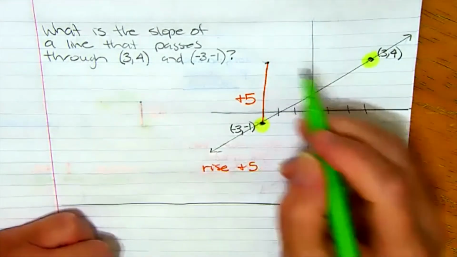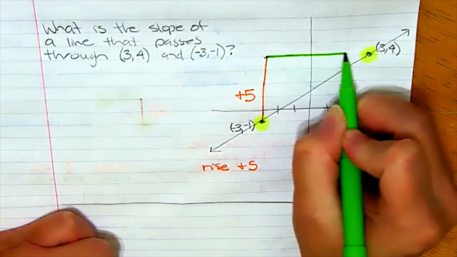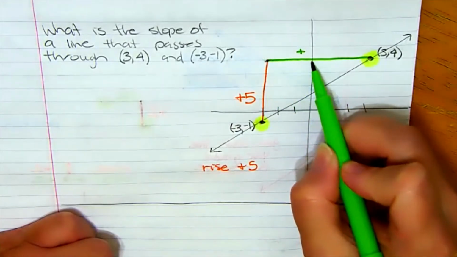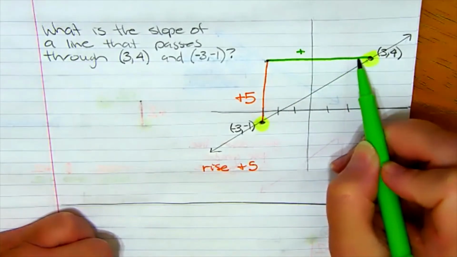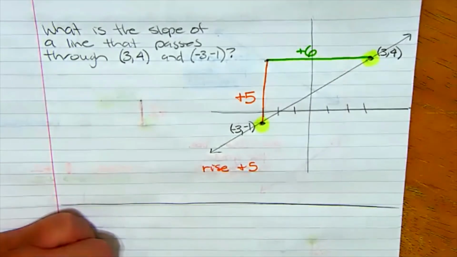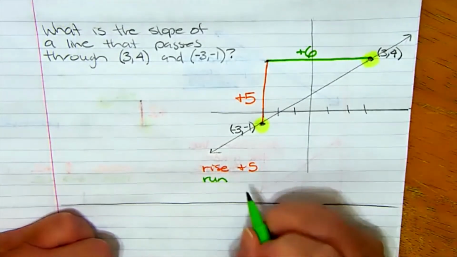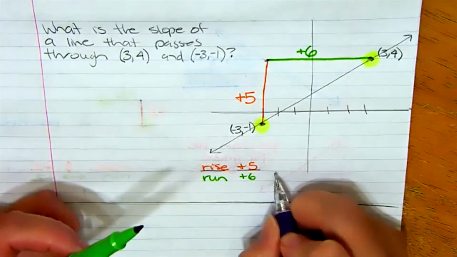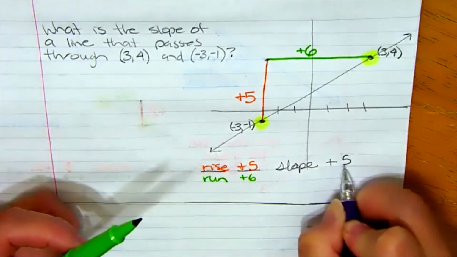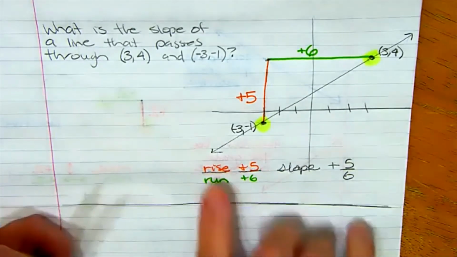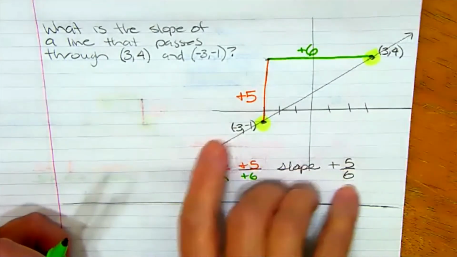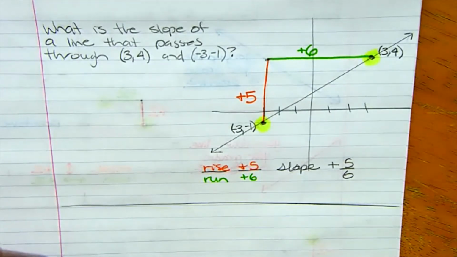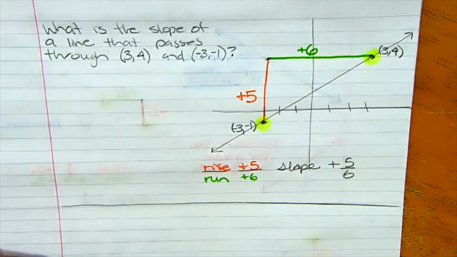Now I'm going to do my run. I'm running to that point. I'm running to the right, which is positive, and I went 1, 2, 3, 4, 5, 6. I ran to the right 6. So my run is +6. So my rise over my run, my slope is +5/6. And that makes sense because my line is going up. The slope of my line is going up like my grades, and that's positive. So this is one way of solving this problem.